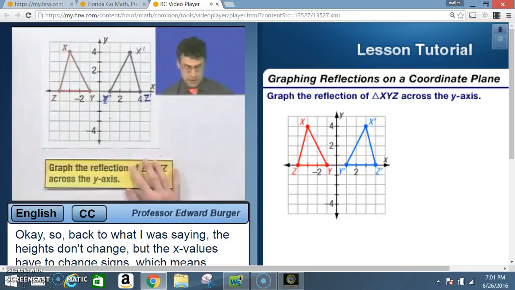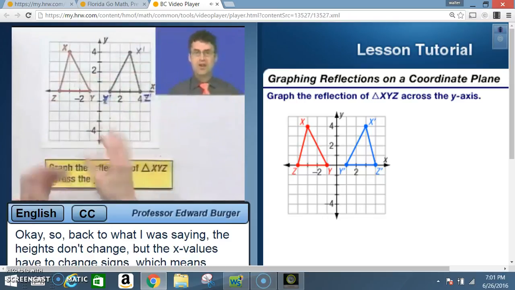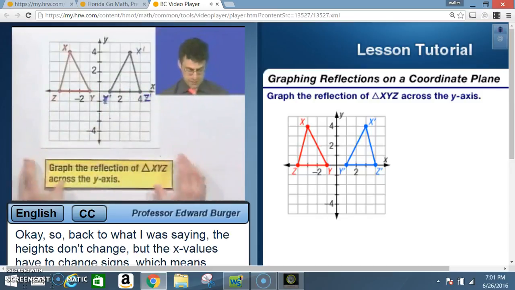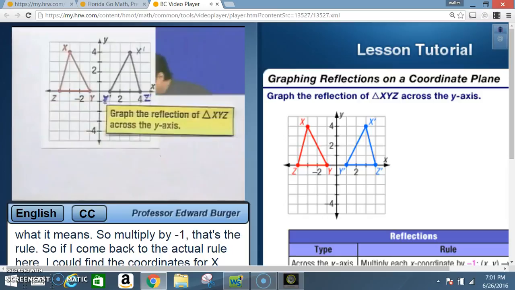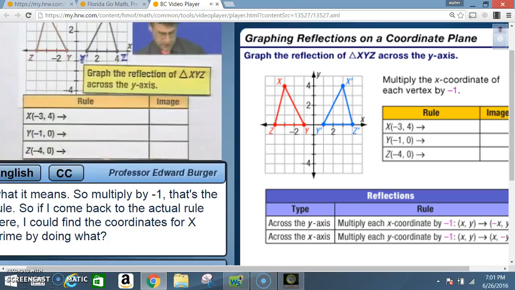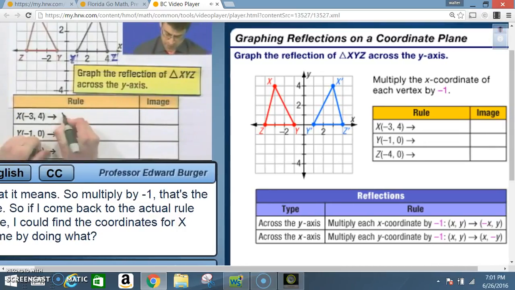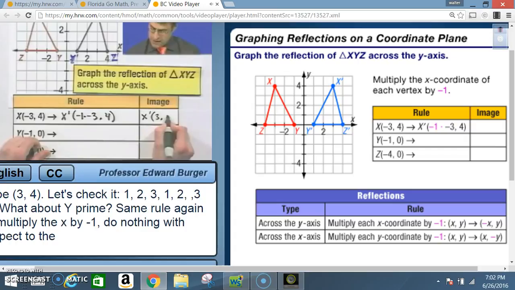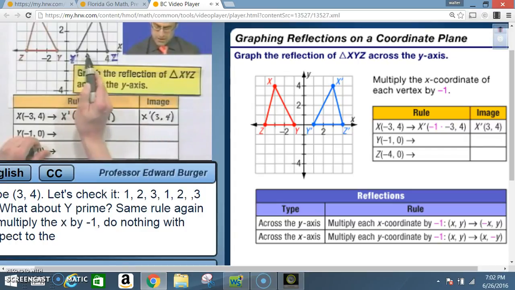Okay, but back to what I was saying. So the heights don't change, but the x values have to change sign, which means multiply by -1. So that's the rule. If I come back to the actual rule here, I can find the coordinates for x prime by just multiplying the x value by -1 and doing nothing to the y value. So x prime is going to be -1 times -3, which is 3, and then comma 4. Let's check it. 1, 2, 3, 1, 2, 3, 4.